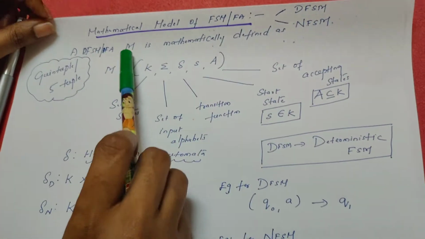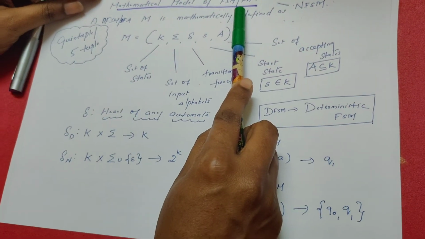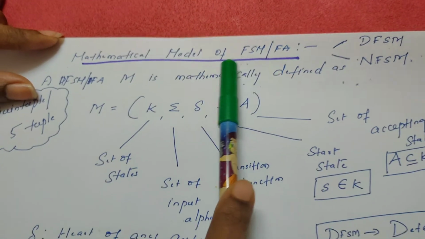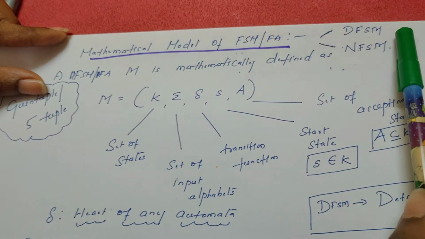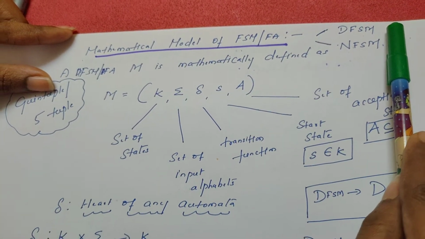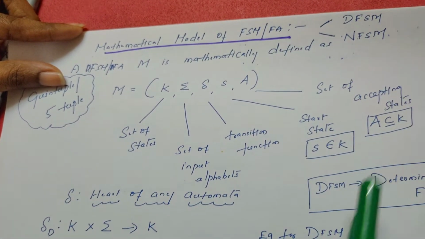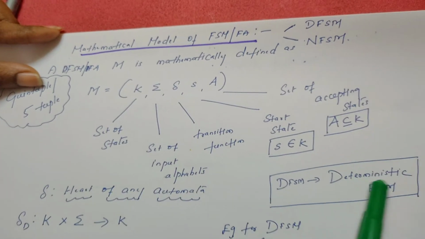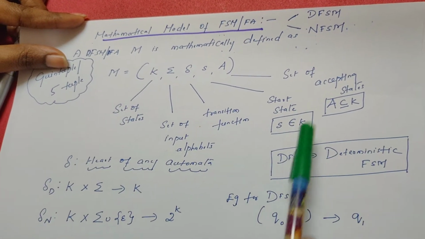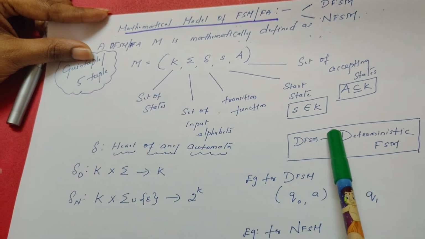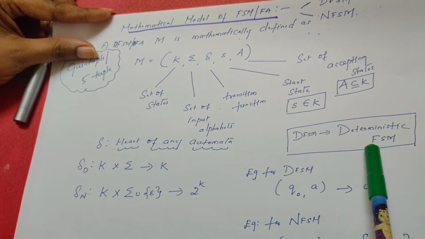So now let us see the mathematical model of finite state machine or finite automata. This finite state machine is of two types. One is the deterministic finite state machine. The other one is the non-deterministic finite state machine. Here I have written DFSM for deterministic finite state machine. If it is NFSM, we just need to append the word non-deterministic to the finite state machine.